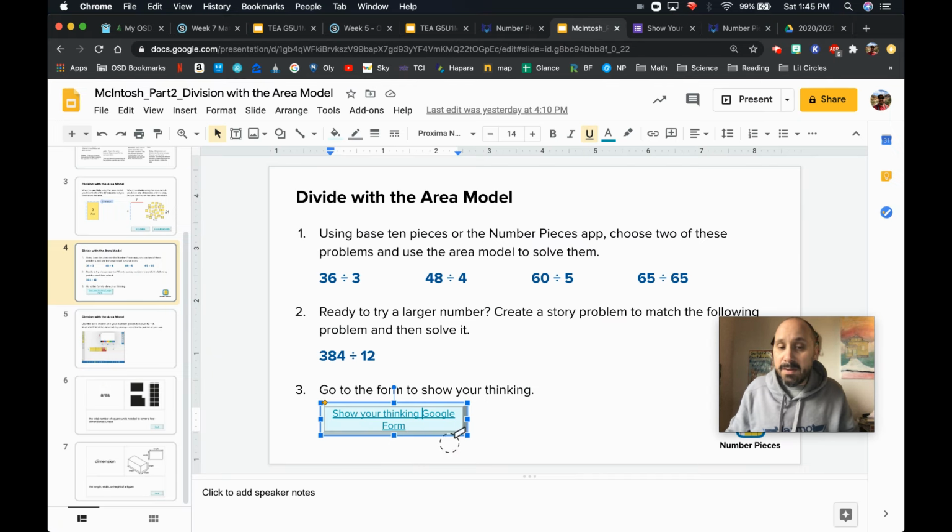So this is the main thing, this show your thinking on the Google form. That's for assignment number 1.